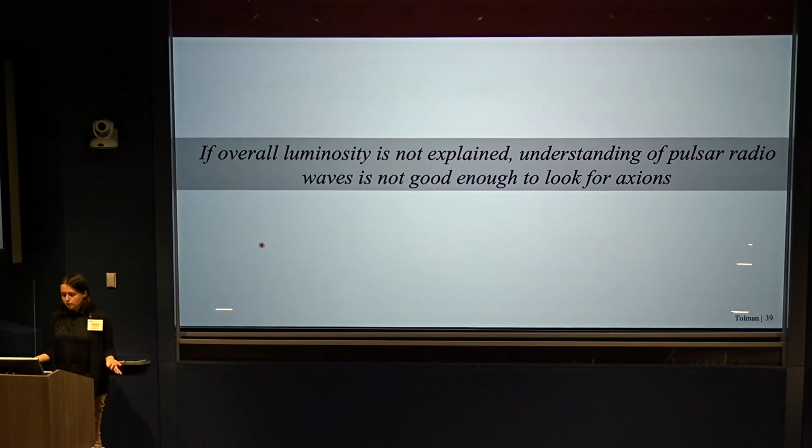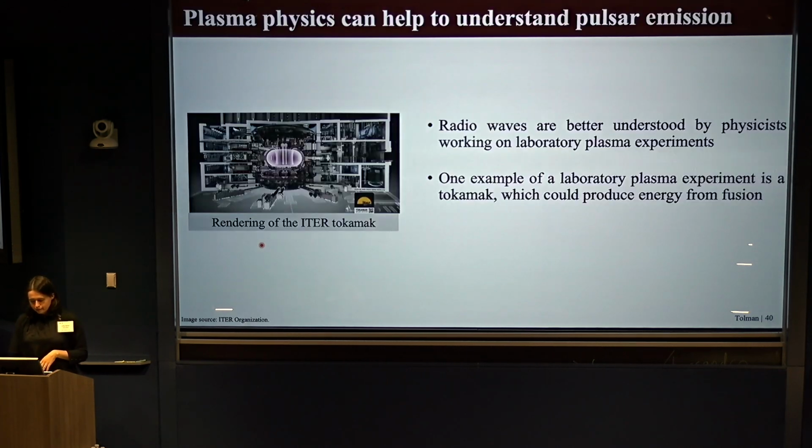If the overall luminosity is not explained, our understanding of pulsar radio emission is really not good enough to look for axions. We'd like to be able to look at these pulsars and say, ooh, that's a spectral feature from an axion. Experimentalists, go study these parameters here on Earth. But we can't do that because we don't understand pulsar radio emission at all. So this is where plasma physics comes in to axion searches.